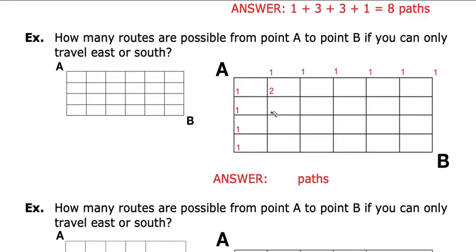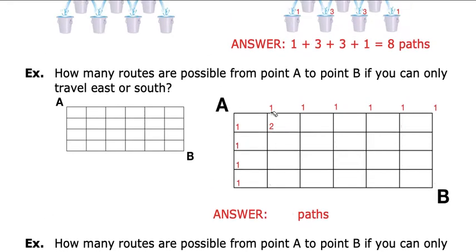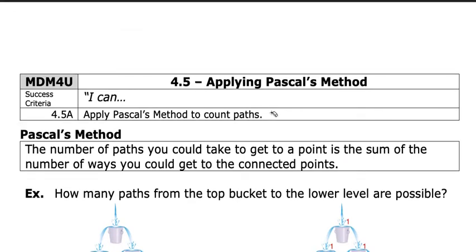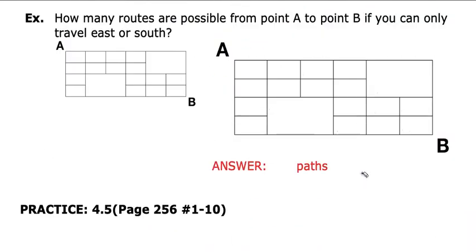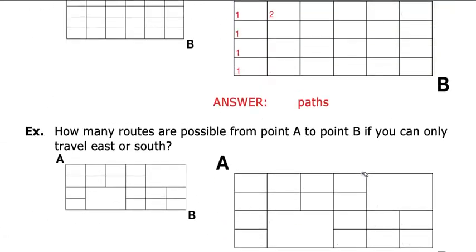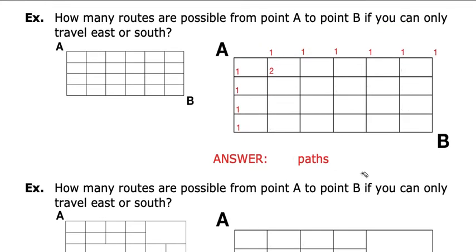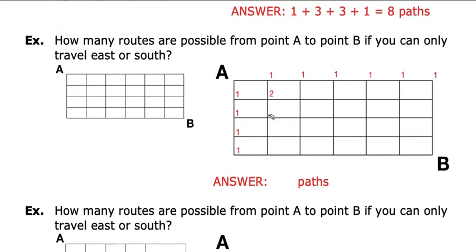So, let's review the definition of Pascal's method. The number of paths you could take to get to a point is the sum of the number of ways you could get to the connected points. So let's apply that in this context. This point, you could get to the connected points. This is connected because you could approach it from this side and you could approach it from this side. So 1 plus 2 is 3.